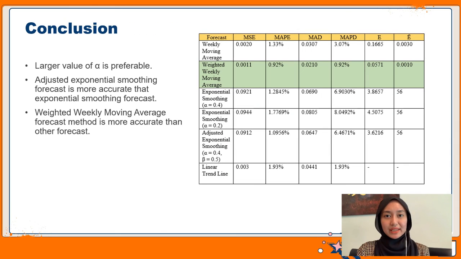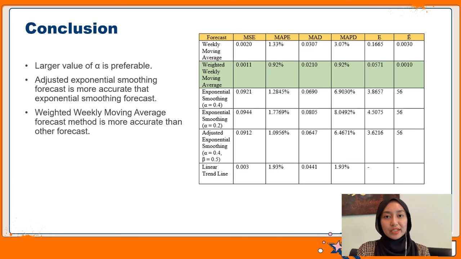From all the forecast methods, where we have the weekly moving average, weighted weekly moving average, exponential smoothing, adjusted exponential smoothing, and the linear trend line, we will find one best method to be used to forecast. So in conclusion, based on the exponential smoothing, a larger value of alpha is preferable. As we can see, when we use a larger value of alpha, which is 0.4 as compared to 0.2, the forecast error is much less than alpha 0.2, which makes it more preferable.